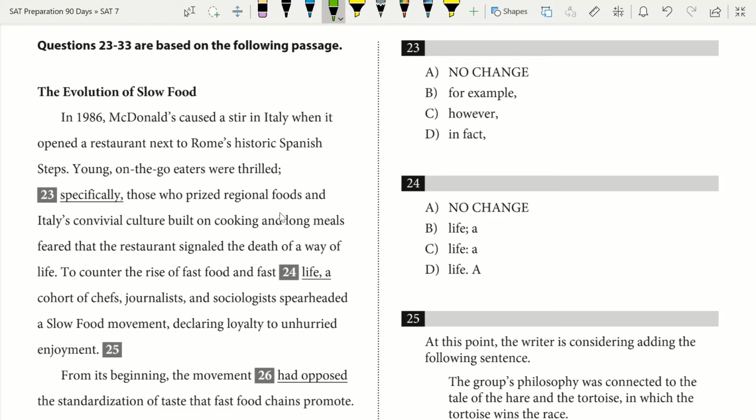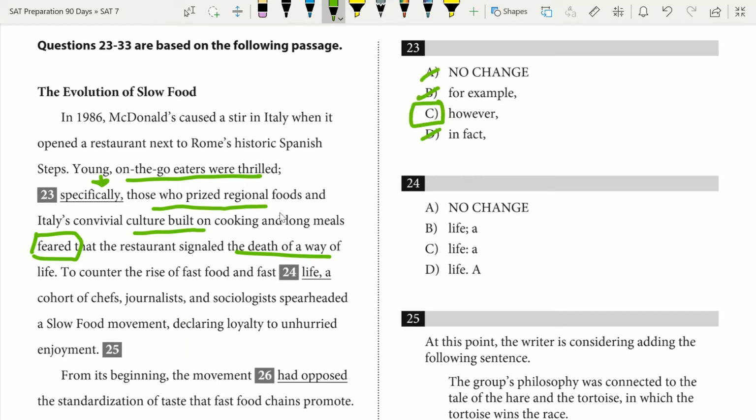So we have the evolution of slow food. In 1986, McDonald's caused a stir in Italy when it opened a restaurant next to Rome's historic Spanish Steps. Young on-the-go eaters were thrilled. Then we have a semicolon: specifically those who prized regional foods in Italy's convivial culture built on cooking and long meals feared that the restaurant signaled the death of a way of life. All right, well, that is not providing that. This is a contrast. Young on-the-go eaters were thrilled, but these people feared that it signaled the death of a way of life. That's a contrast. We're going to be looking at the word however as our contrast word there. So for 23, our answer would be C.